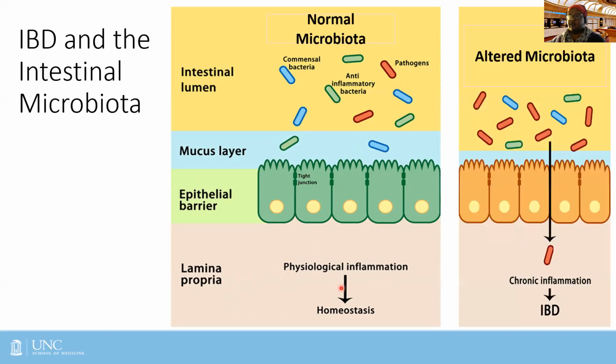The problem in Crohn's disease and IBD, though, is that there is this chronic inflammation that characterizes the disease. And we also see the microbiota altered. We see an increase in pathogenic bacteria, as well as a loss of commensal and anti-inflammatory bacteria. The mucus layer is also somewhat diminished, and pathogens are able to get through the epithelial barrier, which adds to the chronic inflammatory response.